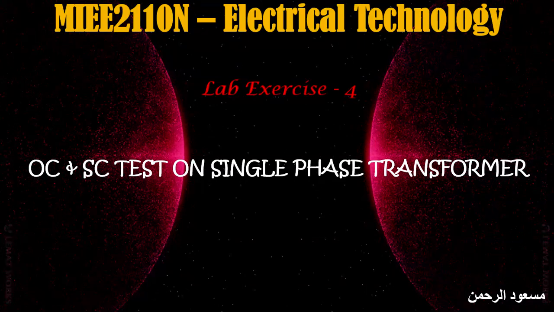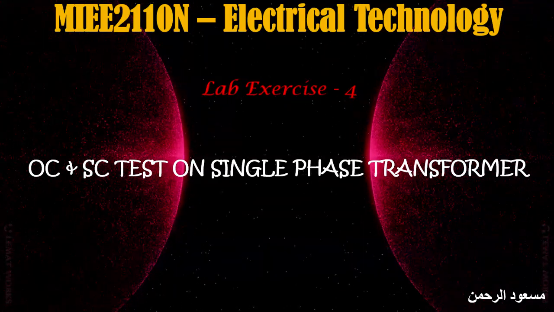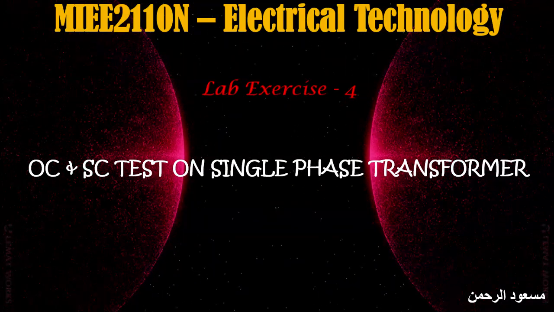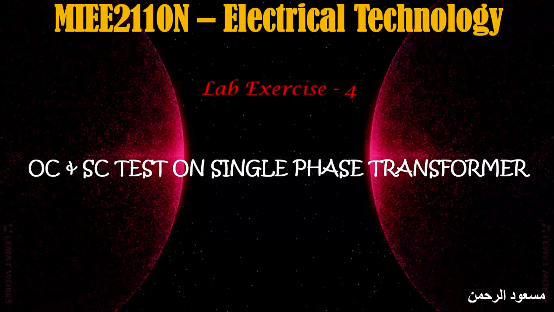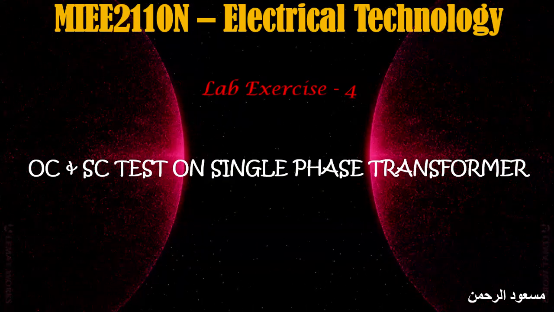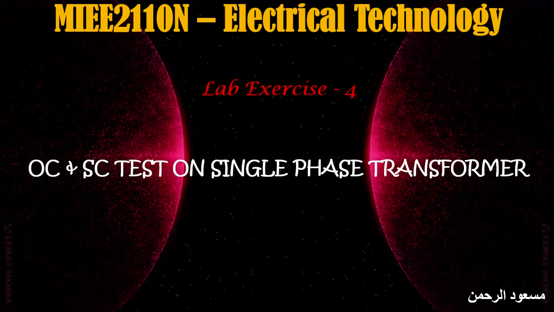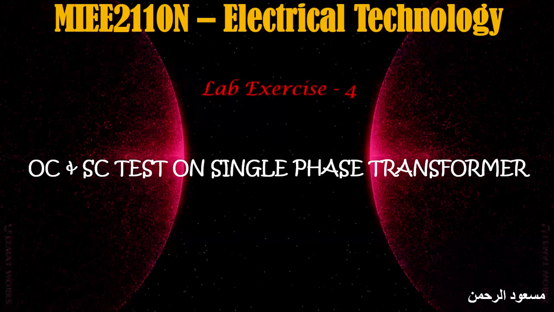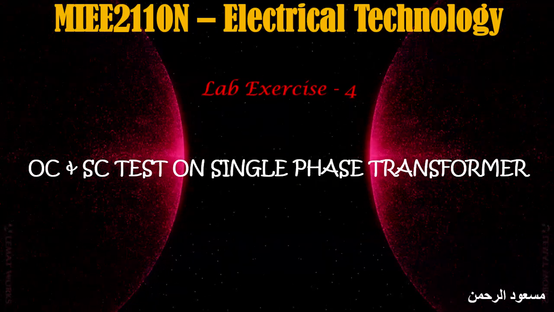By doing the open circuit test, we are going to test the transformer, and by doing short circuit of the secondary side in the transformer, we are going to test the transformer. So that is what is called the OC and SC test in short.